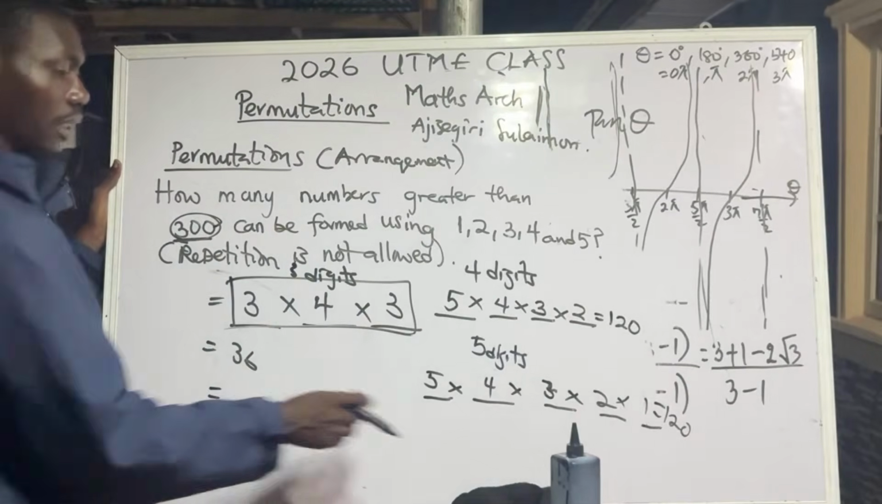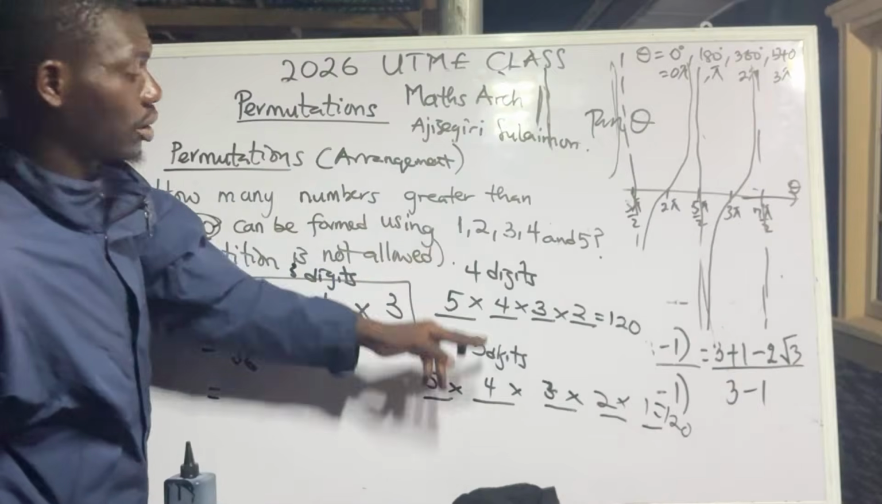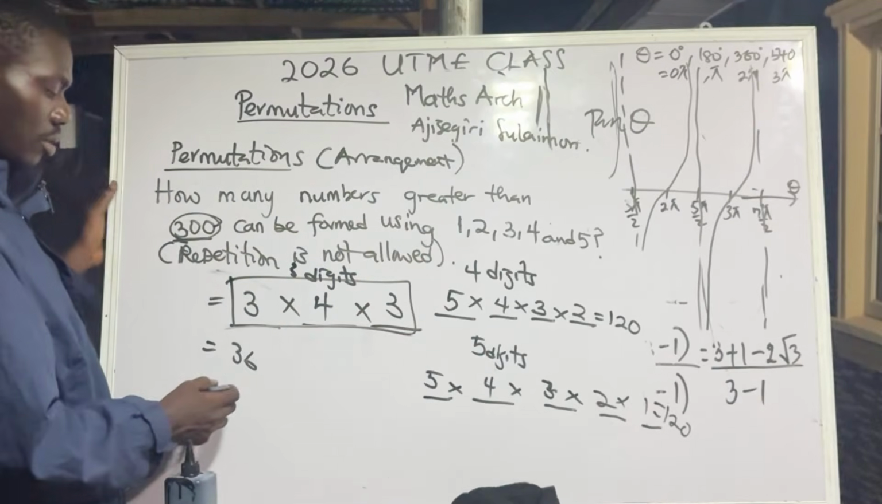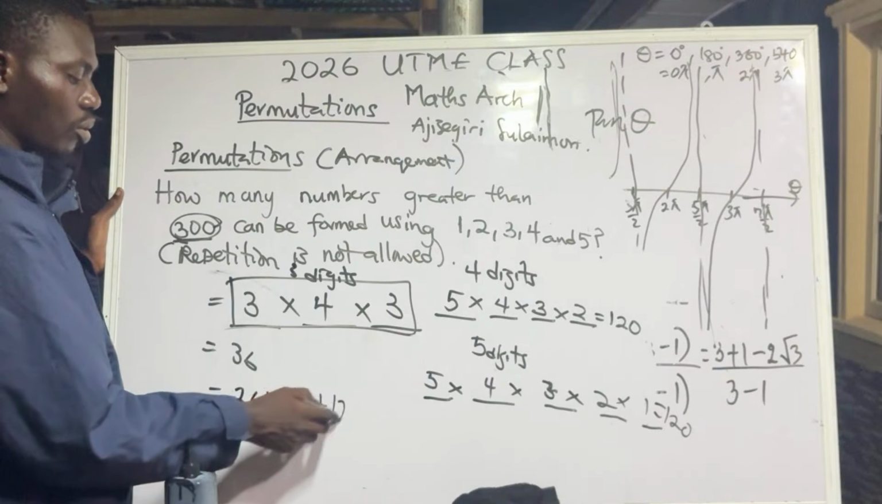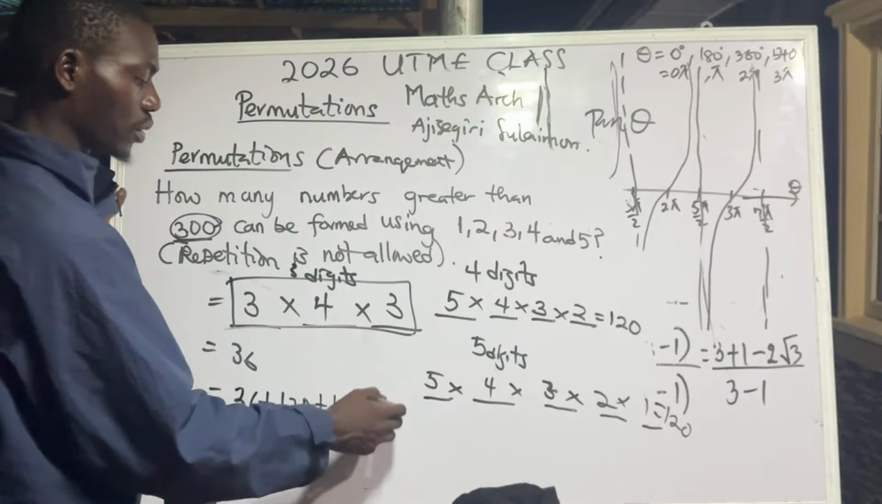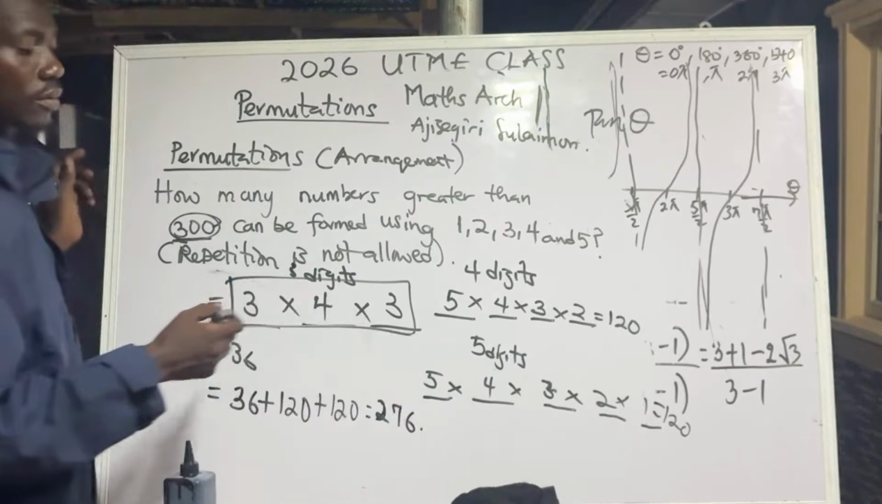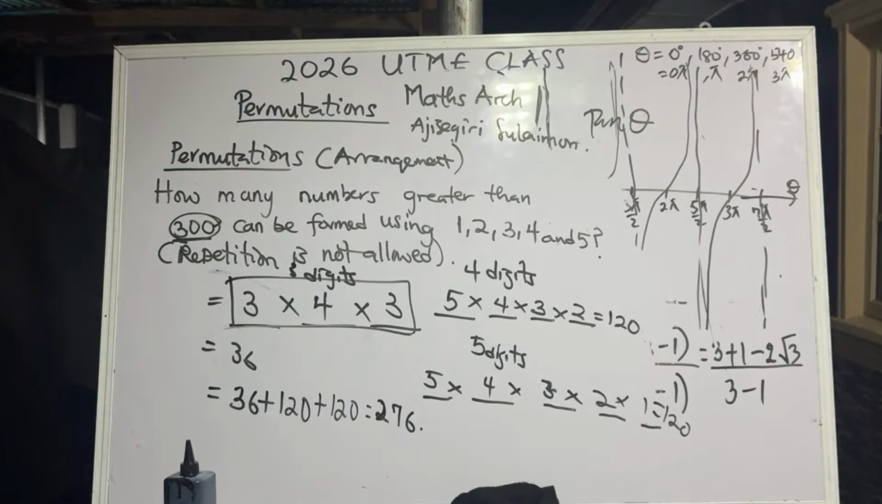So adding everything together, it is either 3 digits, or 4 digits, or 5 digits. So that will be 36 plus 120 plus 120, and that will be 276. I would have given a prize if someone got it right. Well, nobody got it.